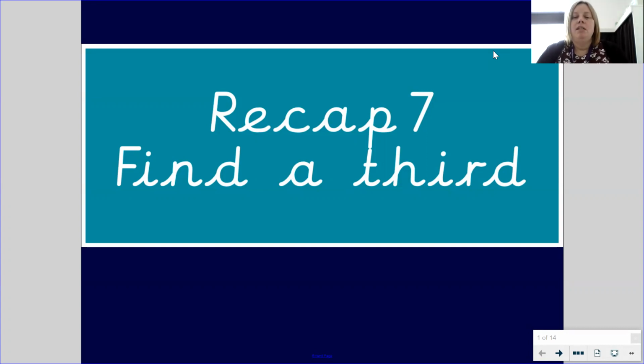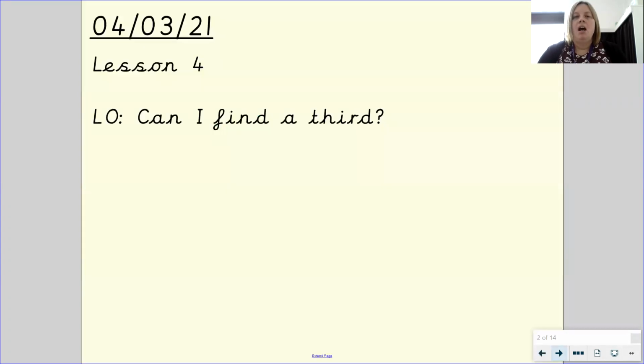Today, we are going to continue to look at thirds. Our learning objective is, can I find a third? So, today, our learning objective is, can I find a third?